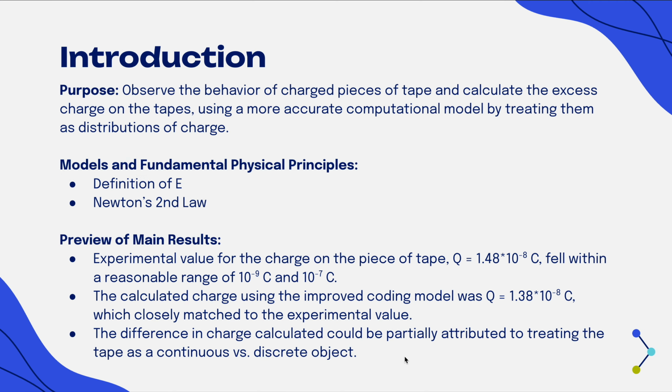Charge tape revisited. The point of this lab is to extend on lab one and treat the piece of tape as a distribution of charge to find the excess charge on each of the tapes. So we're using the definition of E in Newton's second law. And we found that this was our experimental value, and this was the computational value for the charge. The difference is because we're treating the tape as a continuous object for the experiment, but as a discrete object for the computational model.